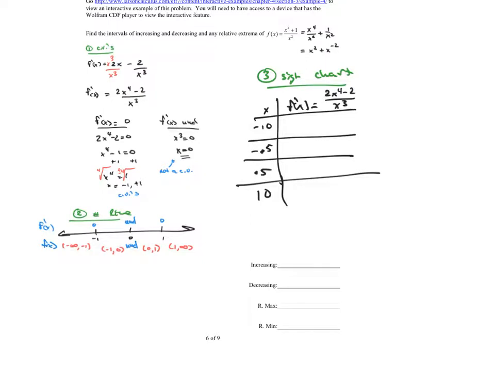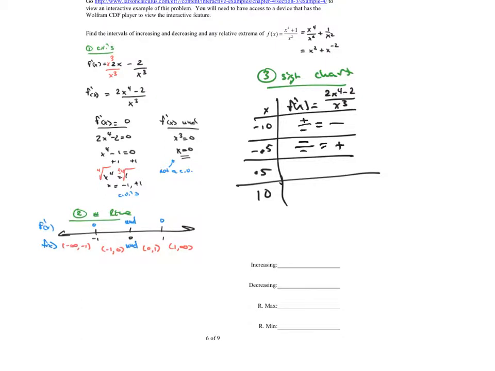Okay, so let's think about this. Plugging in negative 10, what would happen? Negative 10 to the fourth would be hugely positive, so the numerator would be positive. The denominator would be negative 10 cubed, which would be negative. A positive over a negative is negative. Negative 0.5. Negative 0.5 to the fourth times 2 minus 2 would actually be a negative number. And then negative 0.5 cubed is also a negative number. A negative over a negative is positive.